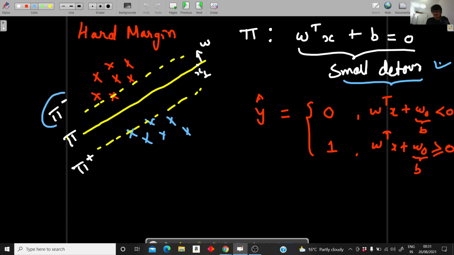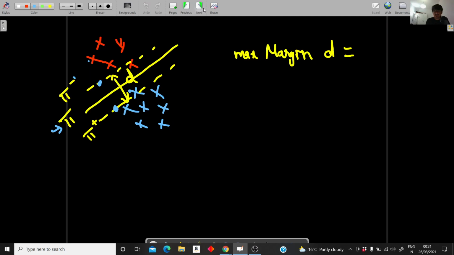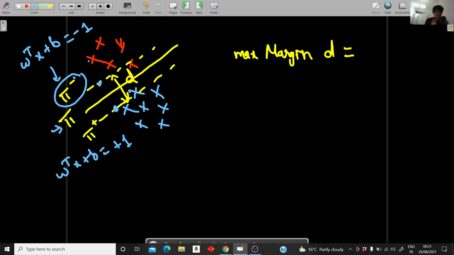So the equation of pi minus, let me just write it there, is w transpose x plus b equals minus 1, and pi plus is w transpose x plus b equals plus 1. I'm warning you, you can consider any number, but it should be the same, because all these three are parallel. So in between is w transpose x plus b equals 0.